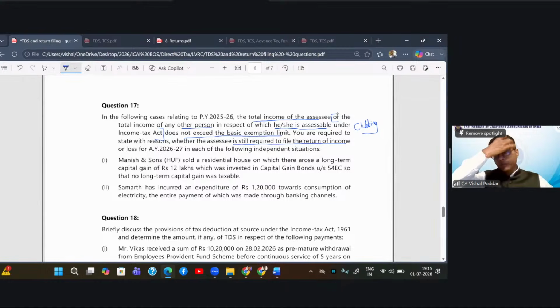Now for return filing, students, 139(1) has made firm, a company, always obligatory to file returns. But when it comes to individual, HUF, what is the requirement? Individual, HUF are required to file returns only when their income exceeds the basic exemption limit, right? Now comes the interesting point. Here, already in the main text of the question, they have said that their total income, including the clubbed income, is not exceeding the basic exemption limit. Now, are they still required to file return? Now here come the exceptions given in 139(1).